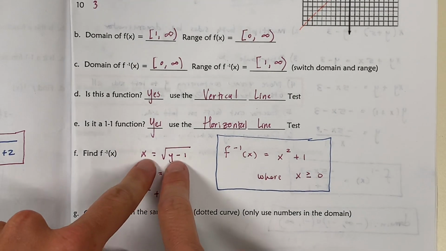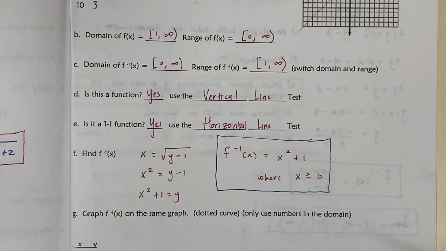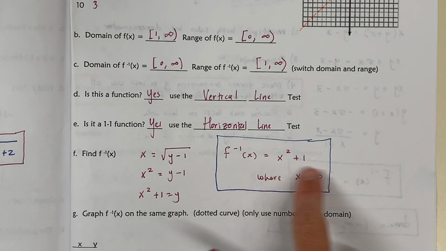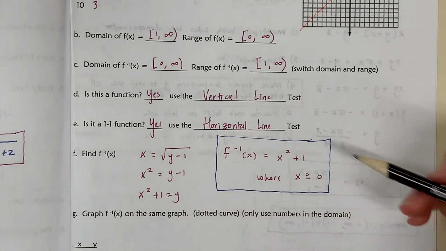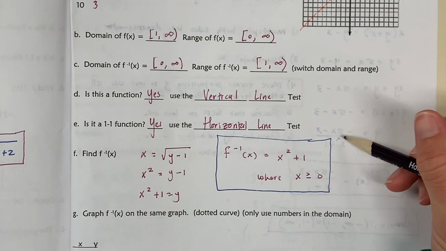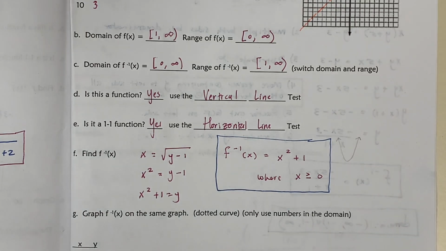You switch the x and the y. We have to square both sides to get rid of the radical. So we have x squared equals y minus 1. Add 1 to both sides. So f inverse of x is x squared plus 1. What shape is the graph? Well, the shape of this graph is a parabola. It's the graph of x squared shifted up 1.